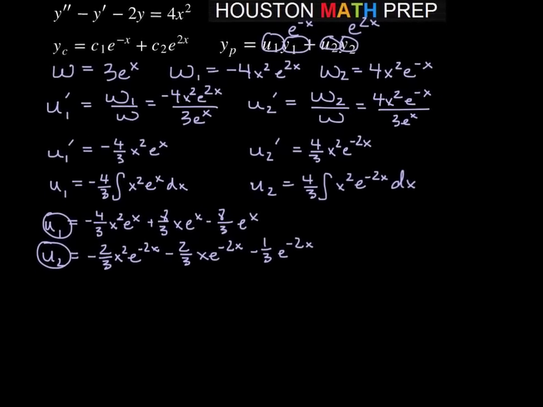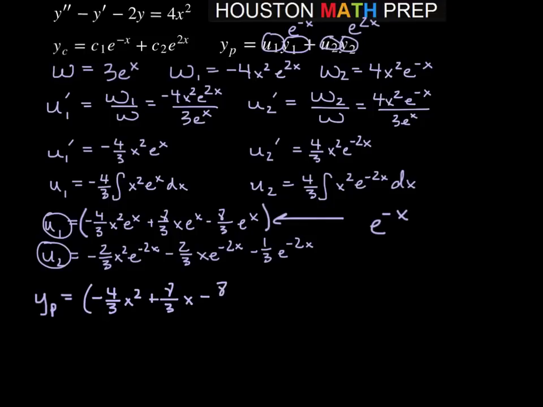All right, so then y sub p is going to equal u1 y1, so we'll take all of this expression and then we'll multiply it by e to the minus x, and you can see that would take care of eliminating all of the e to the x terms. So our u1 times y1 then will just end up being negative 4/3 x squared plus 8/3 x minus 8/3.